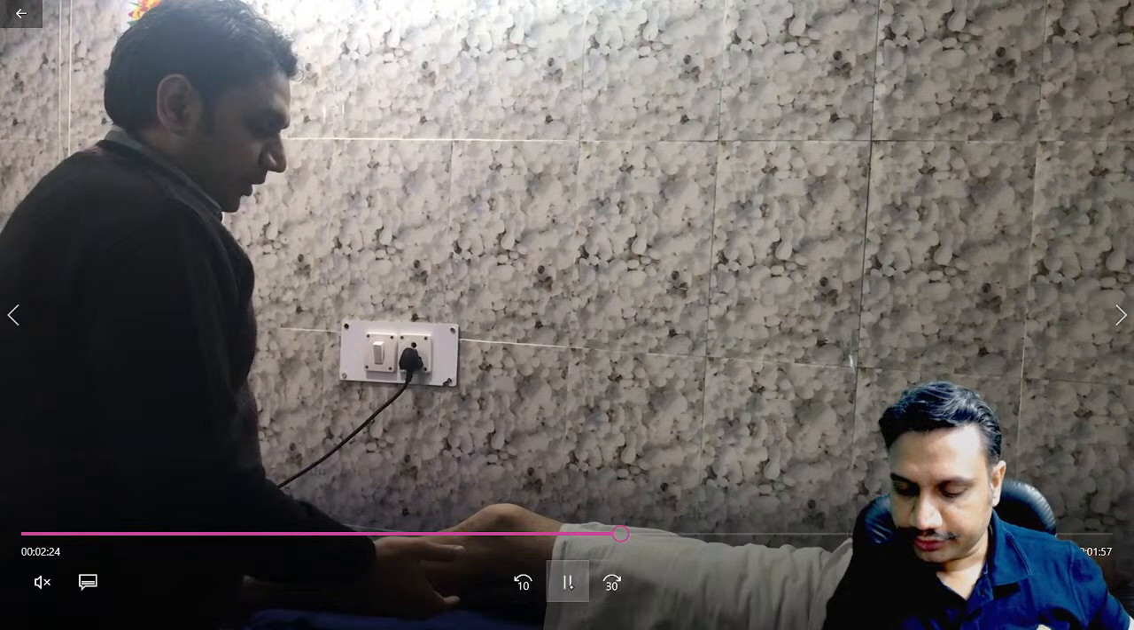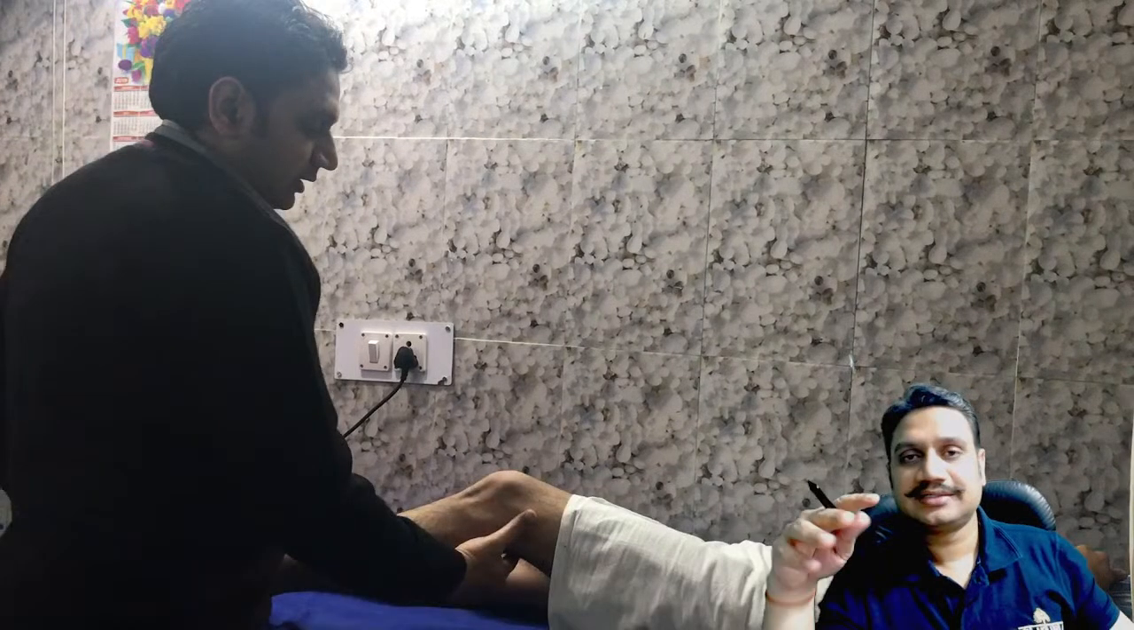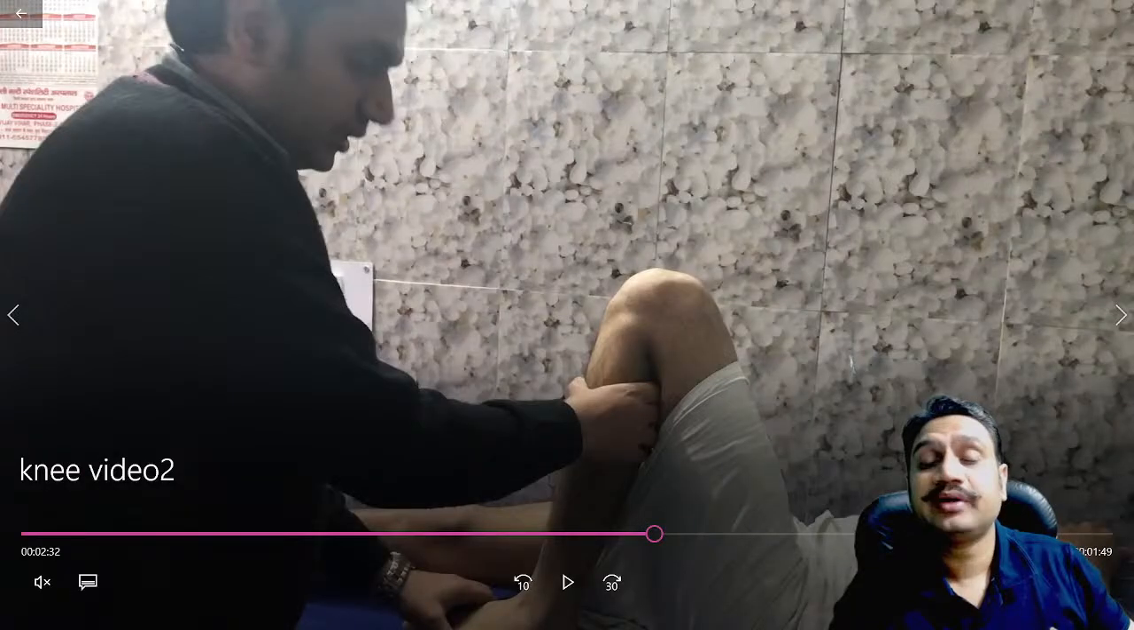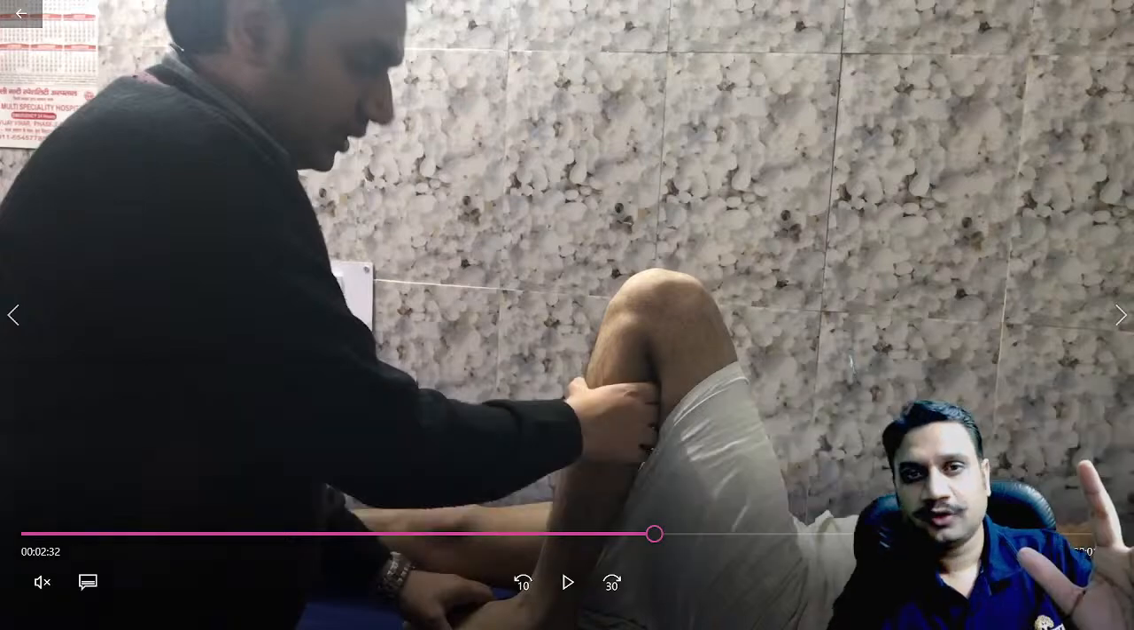So now I'm just going to show you how the McMurray is done. As I said, McMurray is a blend, a mixture of three movements at a time. Now see what we do. Step one is going for hyperflexion of the knee, extreme flexion of the knee. Why is that required?